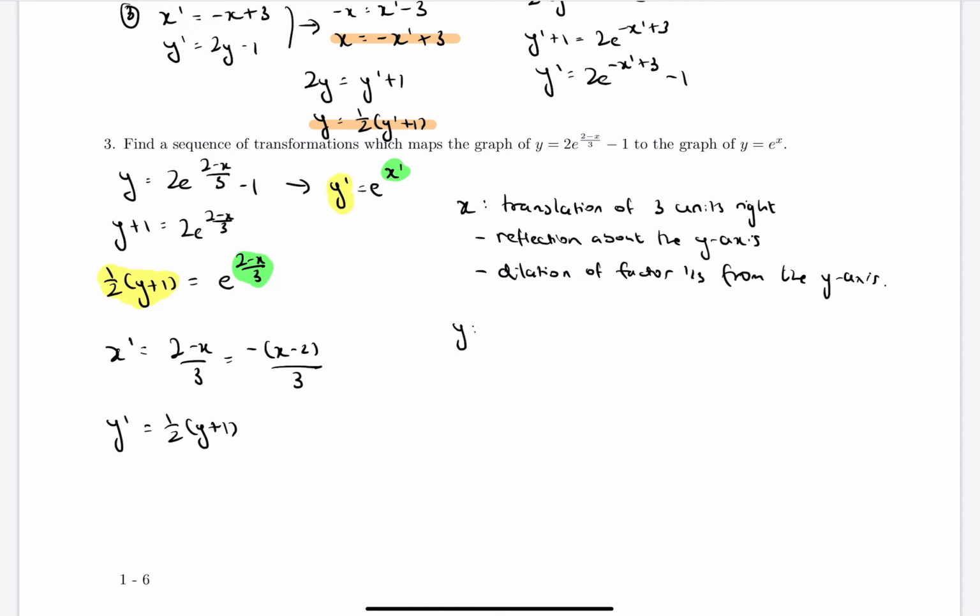So y, you've got the y plus 1 in brackets, the whole thing multiplied by 1/2. So BODMAS tells us that the plus 1 happens first. So we get a translation of 1 unit in the positive direction of the y-axis or up, okay? Followed by the 1/2, which is a dilation of factor 1/2 from the x-axis. All right, and that is a sequence of transformations which maps your original function to y equals e to the x.